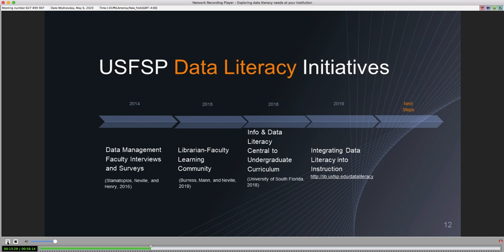USF St Petersburg has around 5,000 students, undergraduate and master's level. We're part of the USF system, but we've been independently accredited for about 15 years. That's about to change. We're getting ready to pursue consolidated accreditation with our larger R1 Tampa campus, as well as a smaller Sarasota Manatee campus. And consolidation is scheduled to begin July 1st.